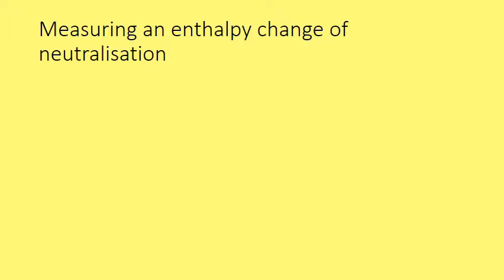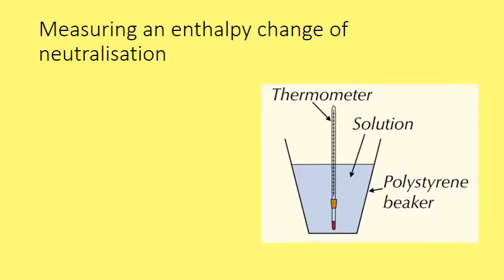So that's what we're going to measure, and we might measure it with some equipment that looks like this that you'd be familiar with from an earlier slide. We've got a polystyrene beaker, and you would start with a known quantity and temperature of acid, and then you'd add to that a known quantity of alkali, and you would stir the reaction mixture with the thermometer, and you would measure the starting and finishing temperatures.